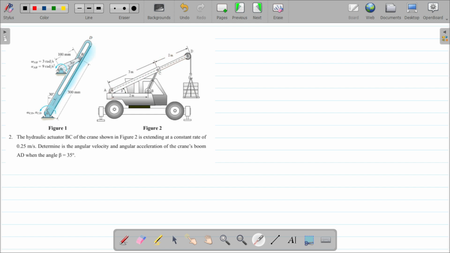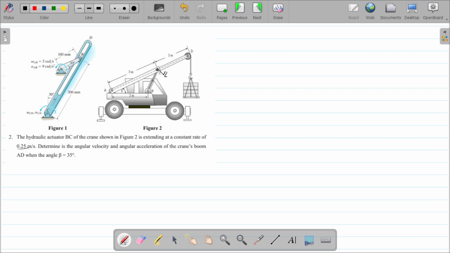All right, so just as in the previous problem, when the link AD is rotating, the velocity of C will be the same. Now, C slides relative to what? B. So the velocity given here is a sliding velocity between C and B.